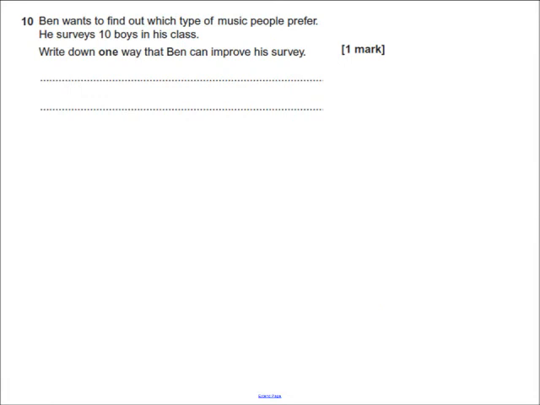Question 10. Ben wants to find out which type of music people prefer, and he surveys 10 boys in his class. Write down one way that Ben can improve his survey. Well, the obvious one, and it's only 1 mark, is ask more people.